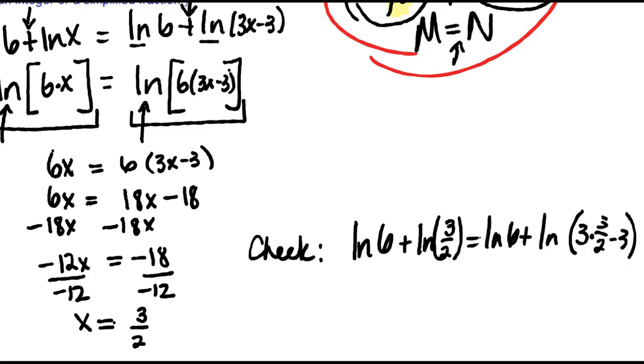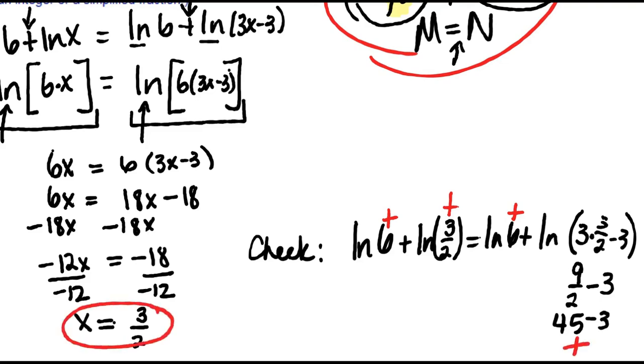So this is log of a positive, this is log of a positive, this is log of a positive. Let's just double check. 3 times 3 over 2 would be 9 over 2 minus 3. 9 over 2 is about 4.5 minus 3. So that is a positive number. So our solution checks out and we'll keep it.